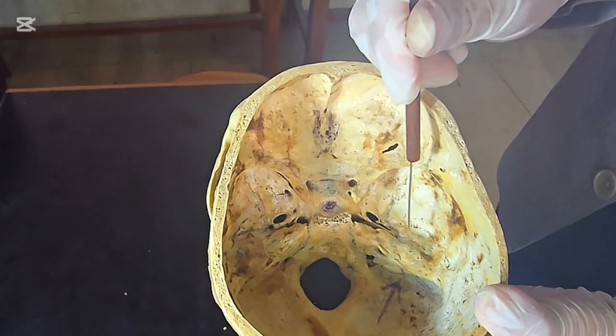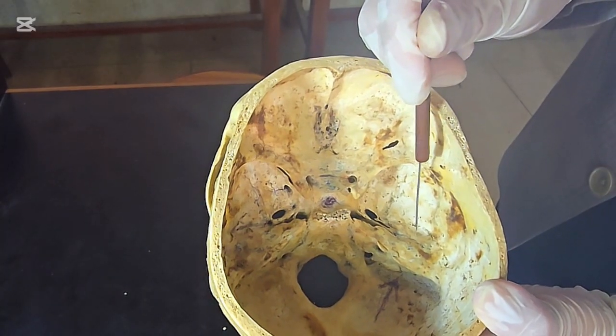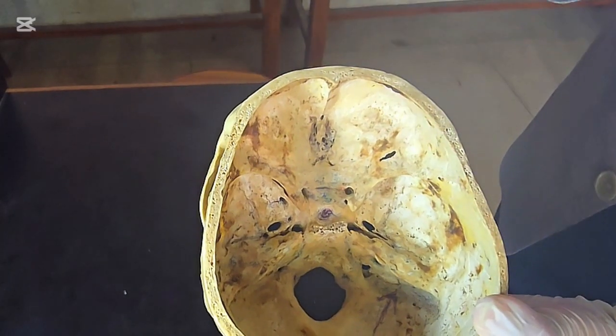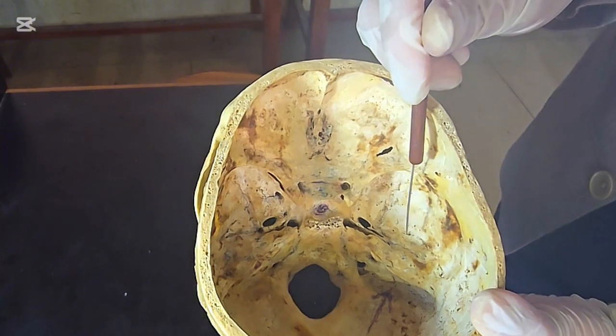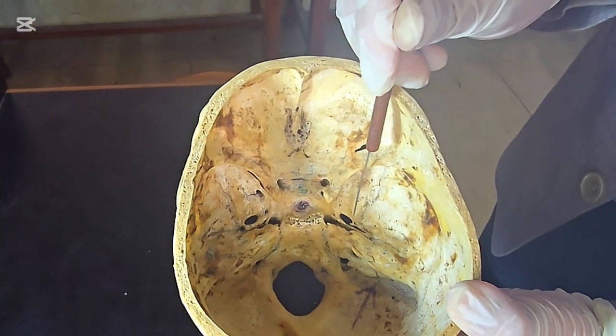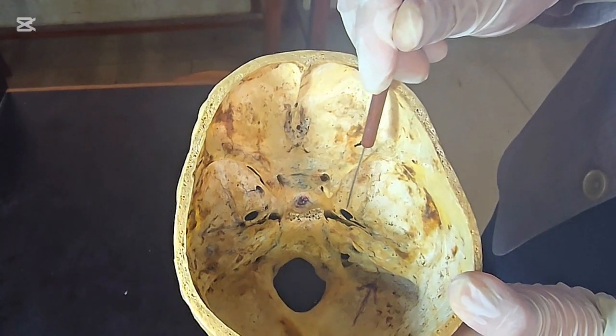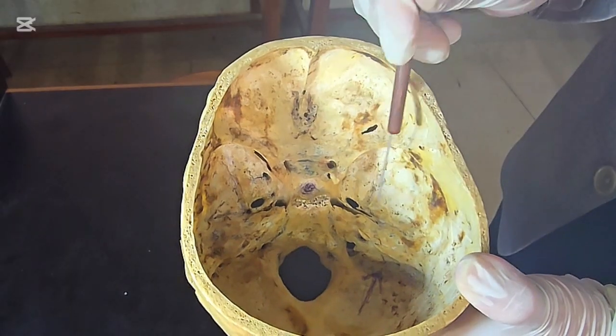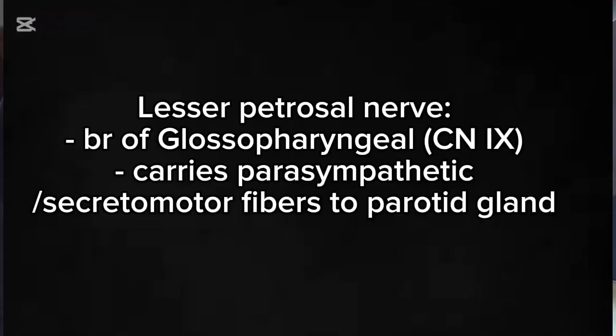Parallel and anterolateral to the groove for greater petrosal nerve, we can also identify a groove for lesser petrosal nerve, which runs forward towards the foramen ovale. Lesser petrosal nerve is a branch of glossopharyngeal nerve and it carries parasympathetic or secretomotor fibers that innervate the parotid gland.